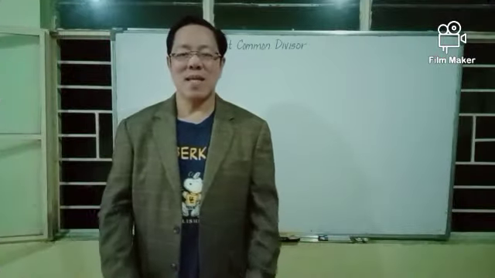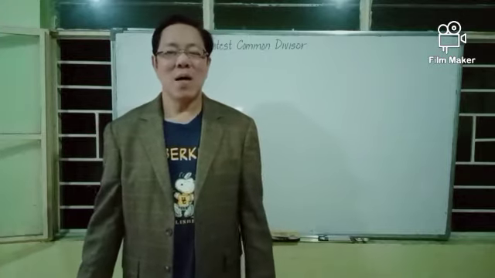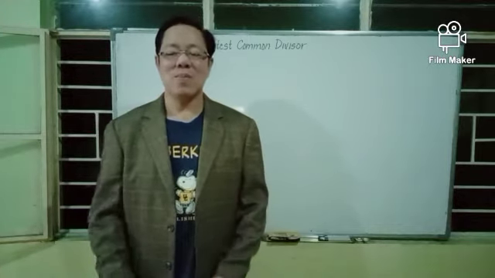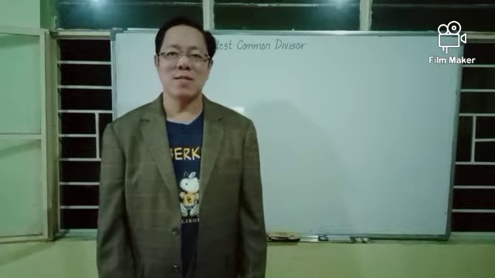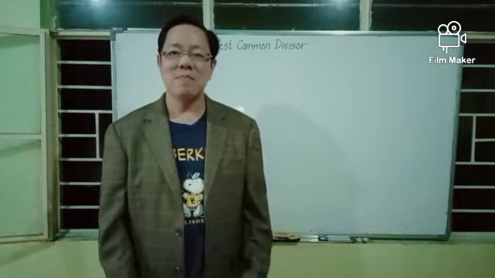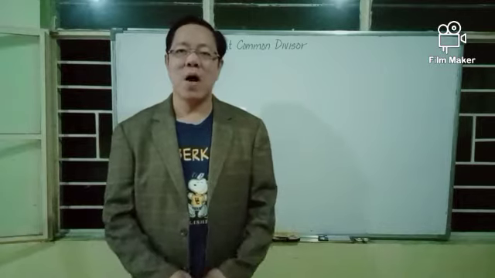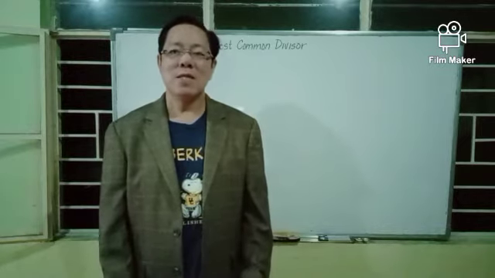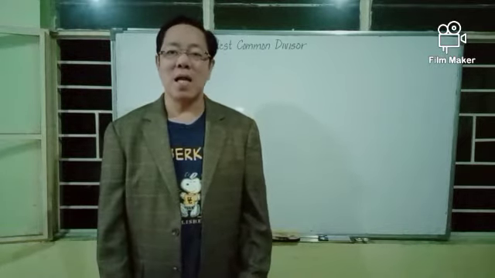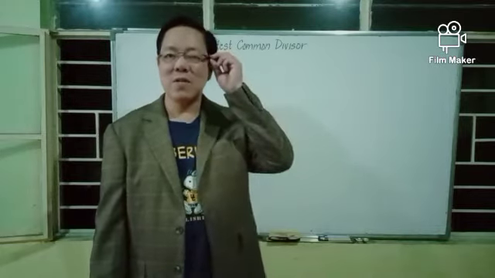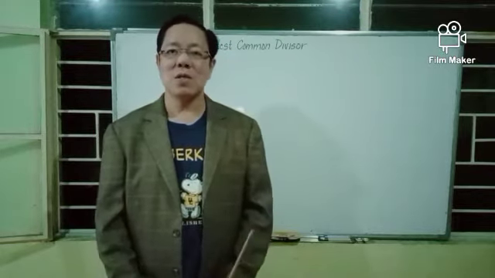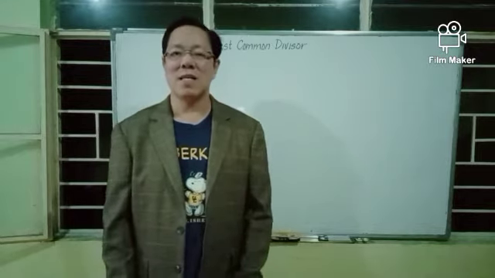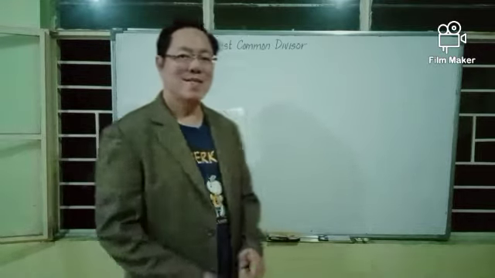Hi, welcome back to my class in number theory. For today, we will take up the greatest common divisor of two integers. Let us now define the greatest common divisor of two integers denoted by A and B, elements of Z, the set of integers, where A is not equal to 0 or B is not equal to 0.